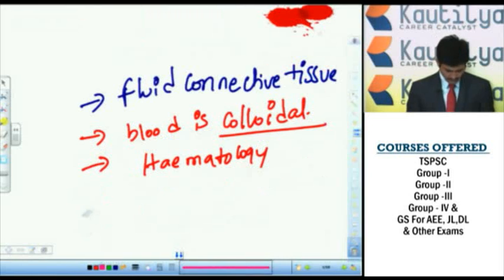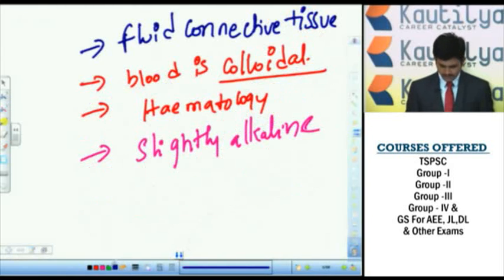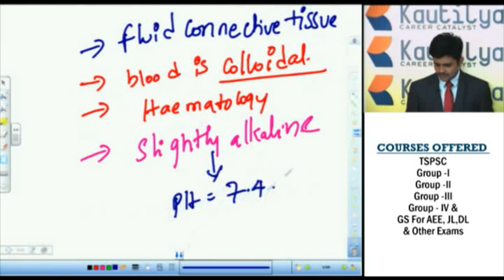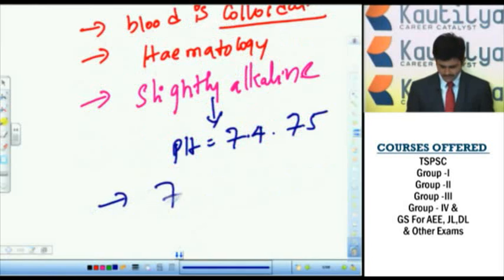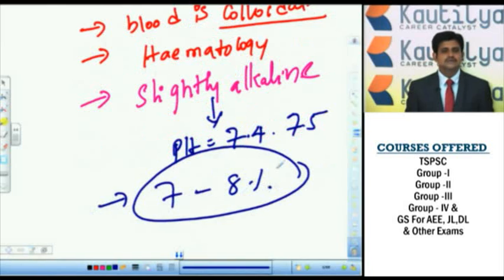And this blood is slightly alkaline in nature, and the pH of blood is 7.4 to 7.5. So it is slightly alkaline in nature, and blood constitutes 7 to 8% of the total body weight.